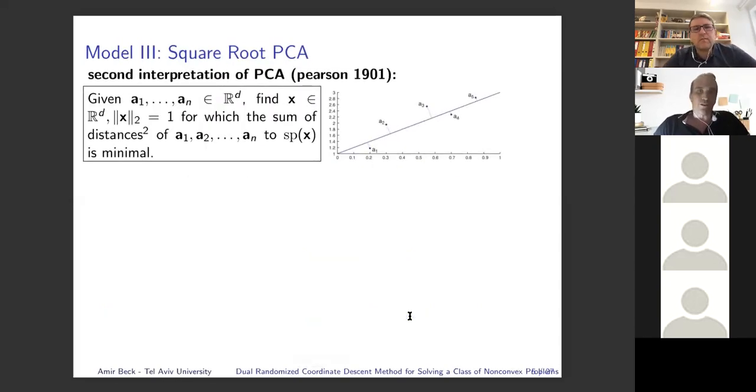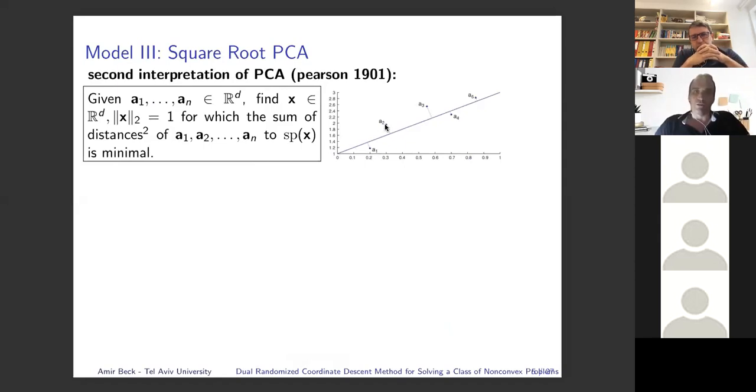And yes, if there are questions, you are most welcome to ask. The third model, the last example, is also a kind of PCA formulation, but now I'm using the second interpretation of PCA, the interpretation of Pearson from 1901. The end result is the same as standard PCA, but the whole idea is different.